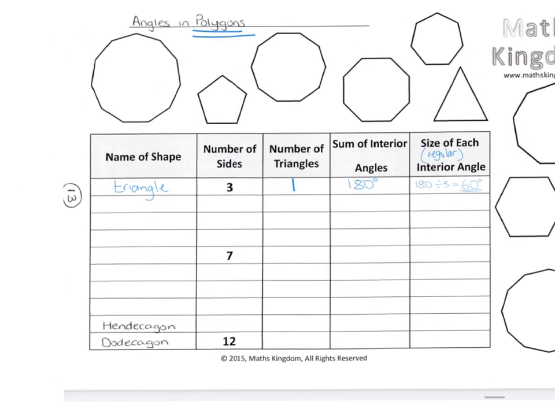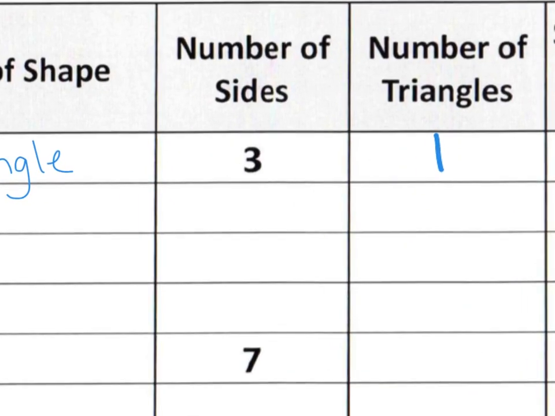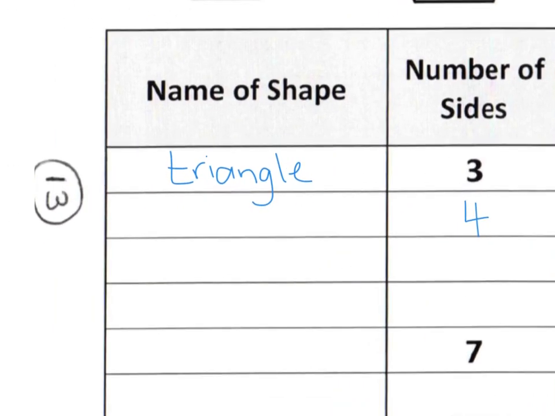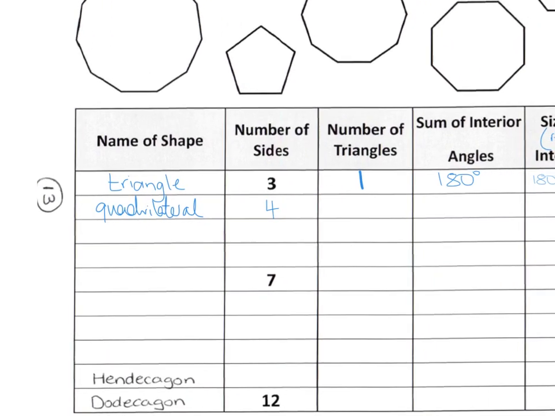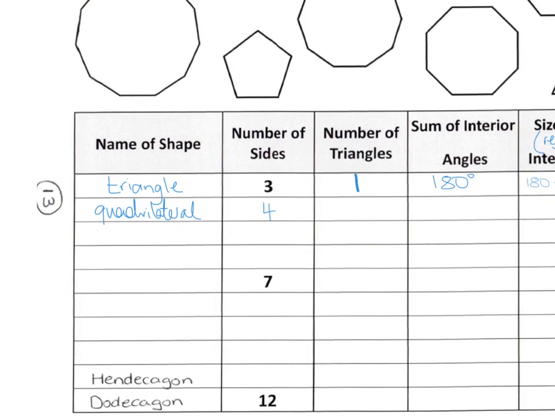Right, now, next shape. Number of sides, well, it's going to be 4. Four-sided shape, quadrilateral. Okay. Number of triangles in a quadrilateral. Okay, so I'm going to show you how to do that now.